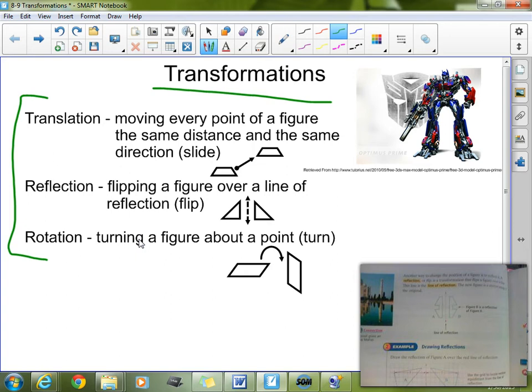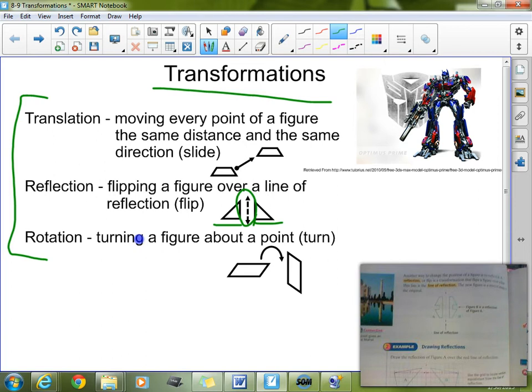The next one we're going to be talking about is what we call a reflection. Now, a reflection is simply flipping a figure over a line of reflection. Okay, so you see there on our example right here, we see a figure right there, and then we see a line of reflection. And then on the opposite side of that line, you see the exact opposite figure. Okay, so this is an example of a reflection.